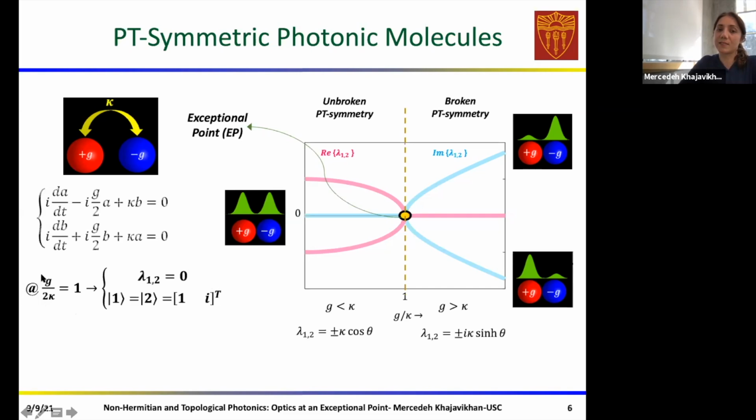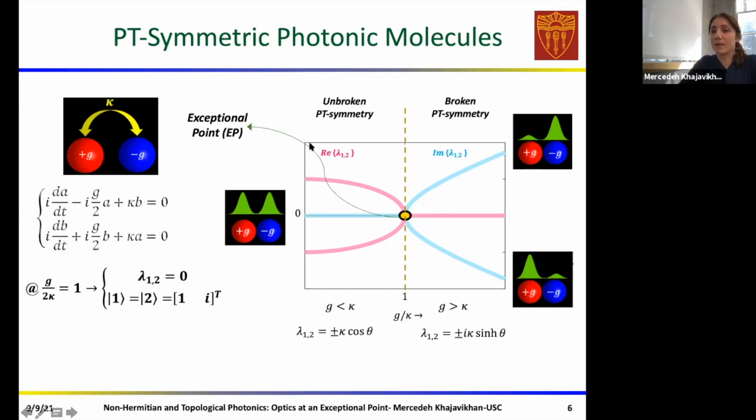That means that changing G over 2 kappa gives you the parameter space. By changing that, you can explore the system in the PT symmetric versus PT broken regime, which I will talk about in a minute. If you draw the real and imaginary parts of the eigenvalues of this system, you can see that the exceptional point sits here in the middle, where both eigenvalues are equal to 0. That means both the real part and imaginary part are equal to 0.